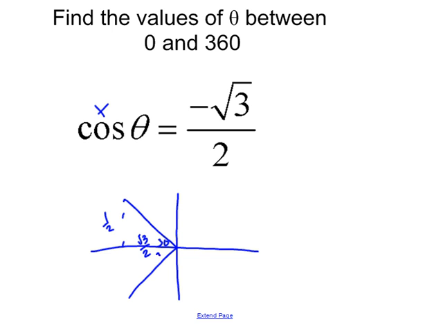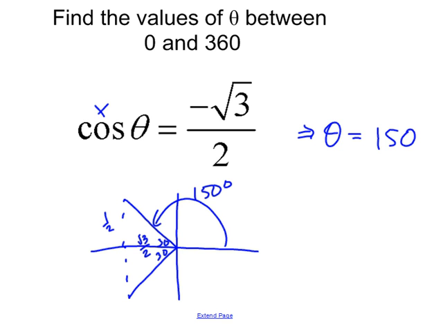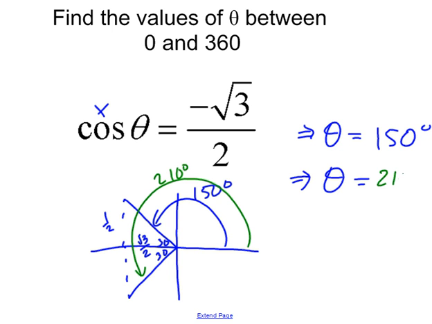So you know you're looking at a reference angle of 30 degrees in the second quadrant, but you're also looking for the reference angle in the third quadrant. So you actually have two answers to this problem. The answers are going to be 150 degrees, as well as all the way down in the third quadrant, which ends up being 210 degrees.